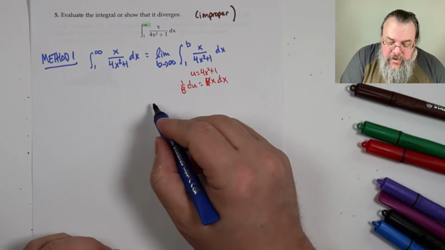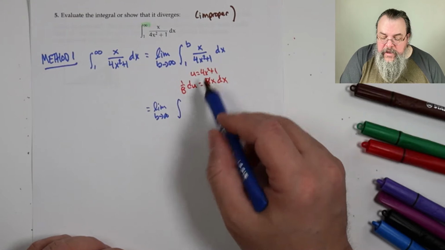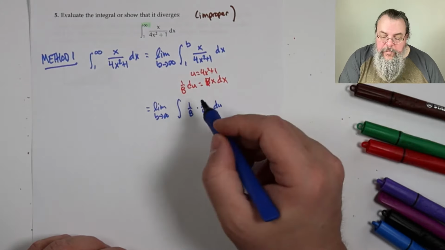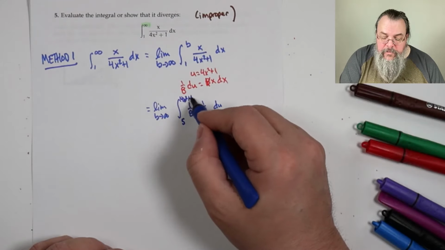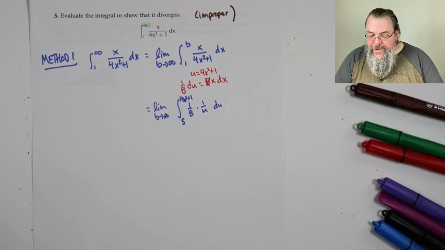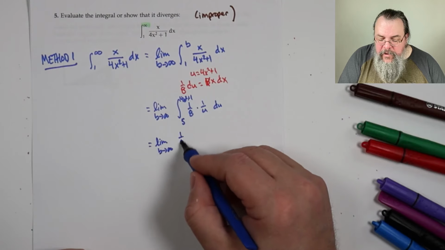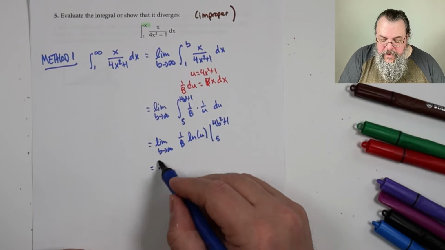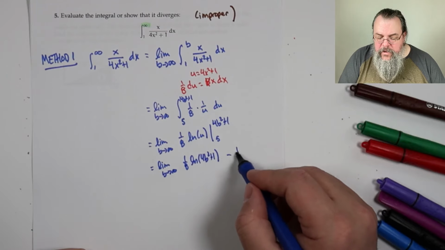So what do we have? This is the limit as b goes to infinity of the integral where the x dx becomes 1/8 du, and the 4x squared plus 1 downstairs is 1 over u. For the bounds, the lower bound: plug in 1, 4 times 1 plus 1 is 5. Plug in b, that's 4b squared plus 1. The 1/8 is constant, don't worry about that. What's the integral of 1 over u? That's log. So this is the limit as b goes to infinity of 1/8 log of u, evaluated from 5 to 4b squared plus 1. That's the limit as b goes to infinity of 1/8 log of 4b squared plus 1, and then subtract 1/8 log 5.